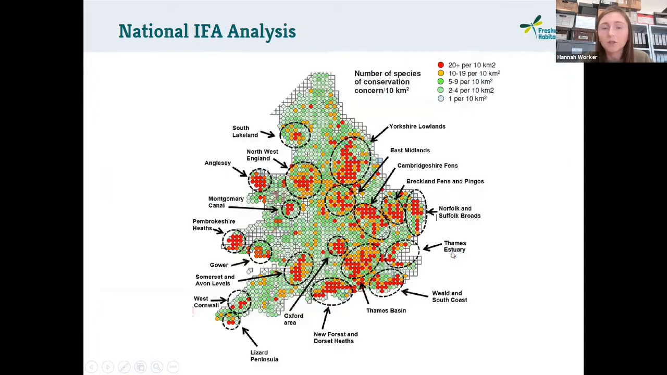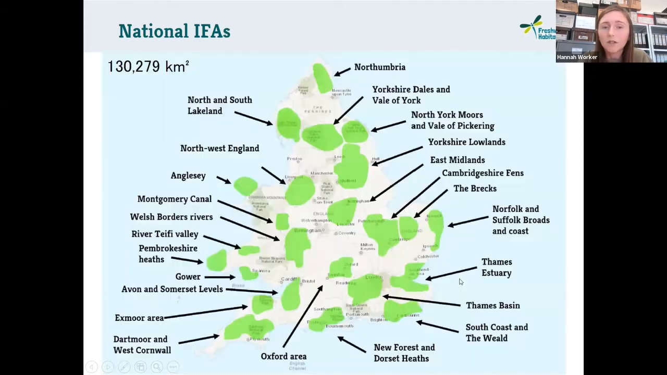Yes, and just with the names. Sorry, this is the species diversity, species diversity per 10 kilometre grid square. So quite quickly you can pull out where you've got lots of these species still existing.